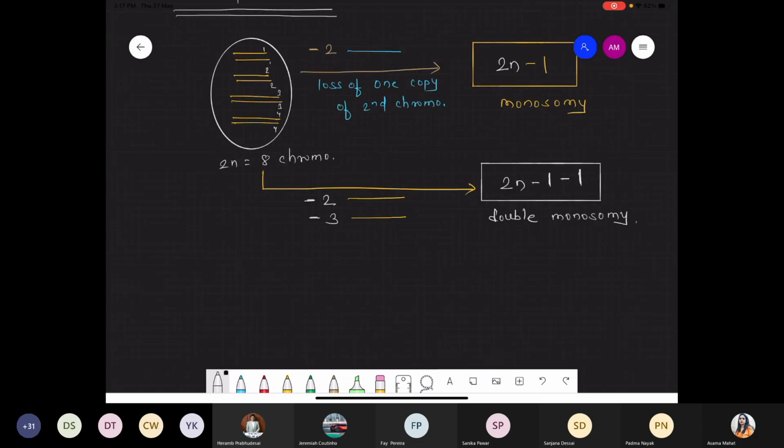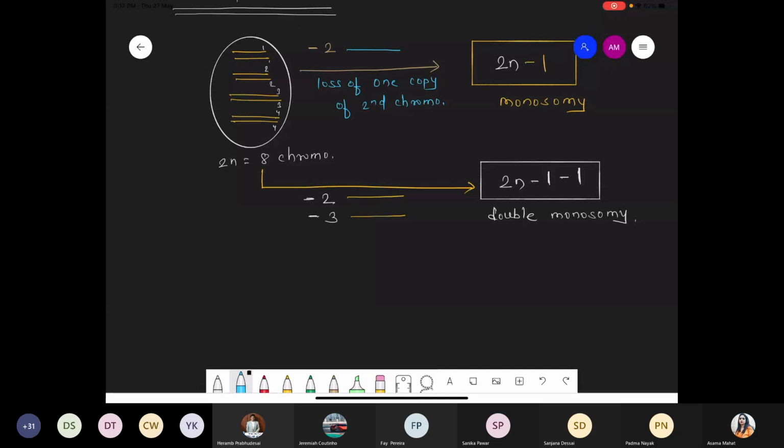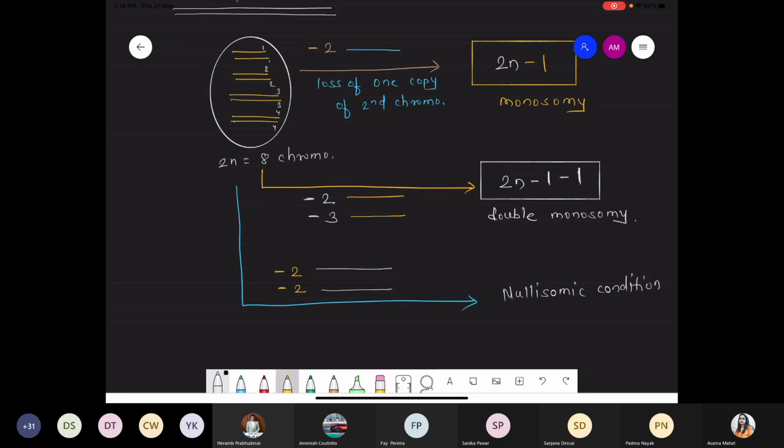Suppose now we are talking about a pair of chromosomes getting deleted. Same diagram, and the next condition is -2 -2, that is, both copies of the second chromosome get deleted. Such a condition is called nullisomy. In the nullisomic condition you represent it as 2n -2, that is, two copies of the second chromosome are deleted.